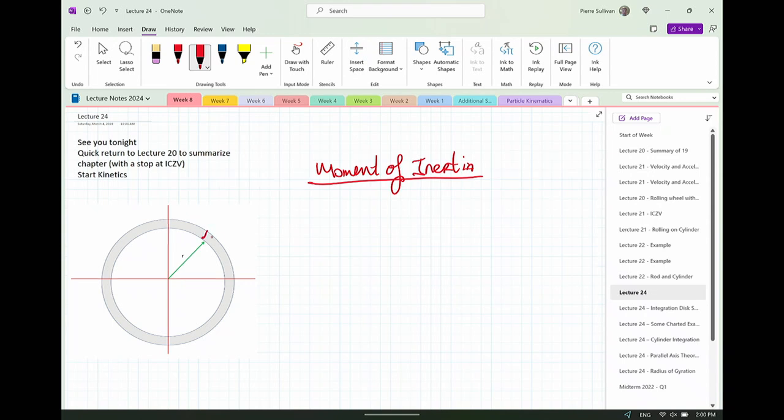So if I have a small mass element, which I have defined on this ring, dm, I can say that the moment of inertia is equal to r squared dm. This is always I. You cannot ever have a negative moment of inertia because you have r squared, which is a positive quantity, dm, mass, which is not negative.